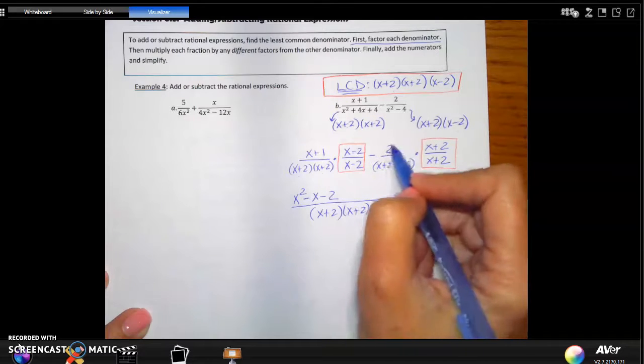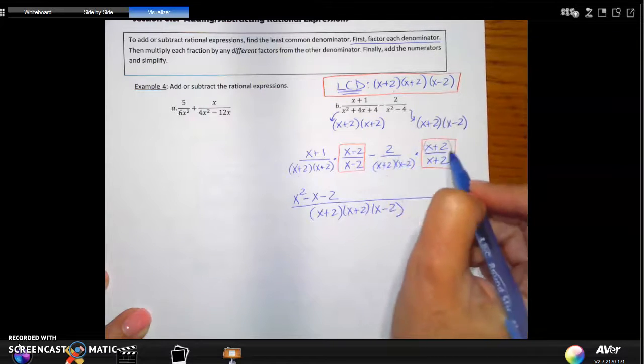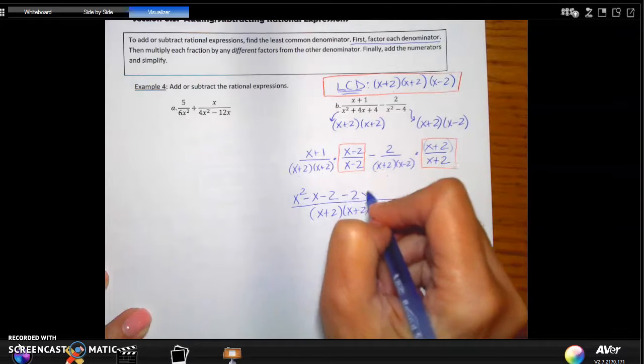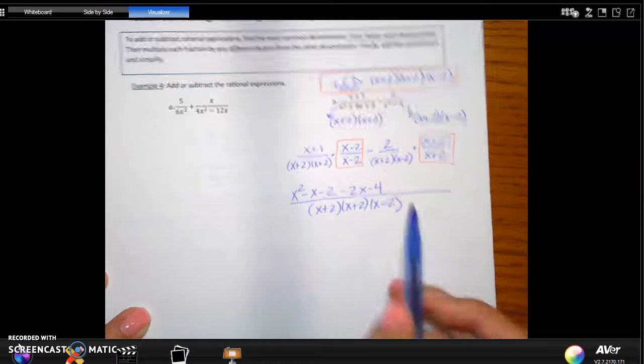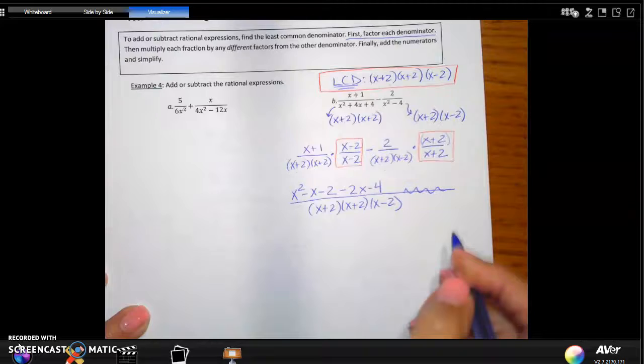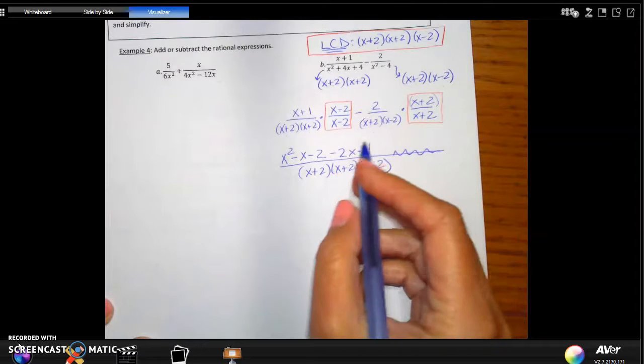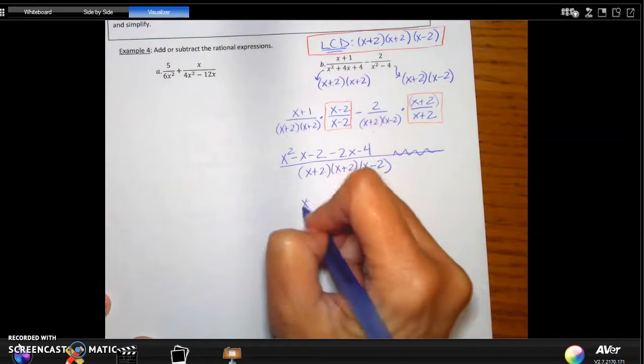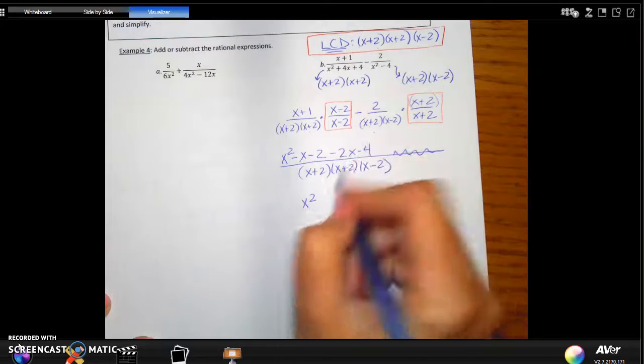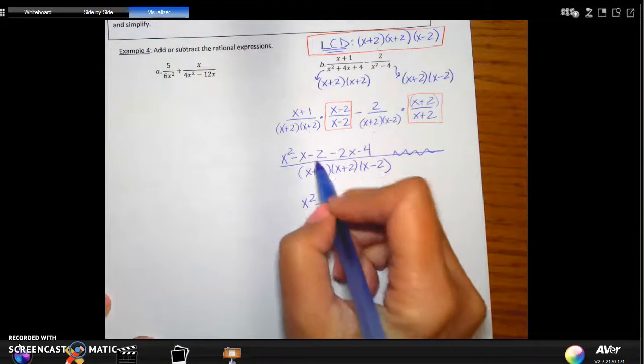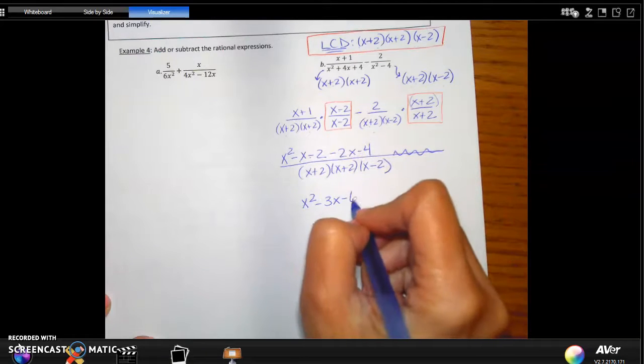Then here, remember, this is a minus 2 being distributed over here. So we have minus 2x minus 4. I took my line out too far, sorry. Okay, now we can combine like terms. So we have x squared minus x minus 2x is minus 3x. Minus 2 minus 4 is minus 6.